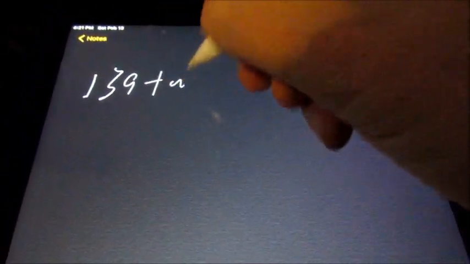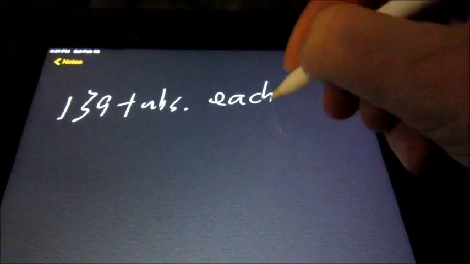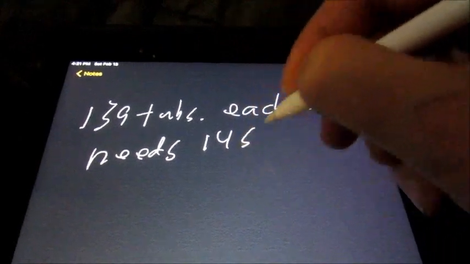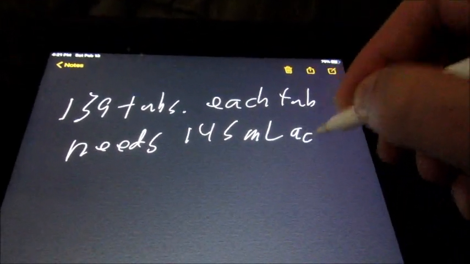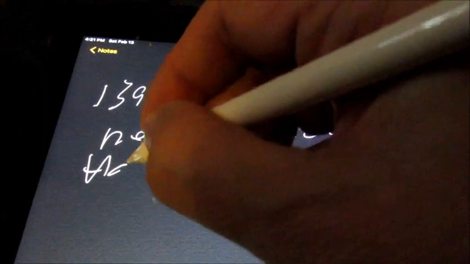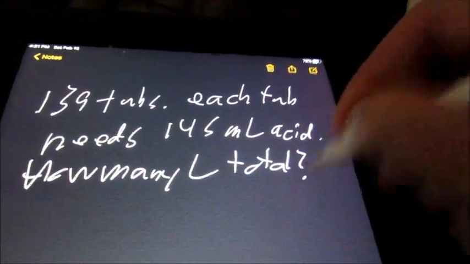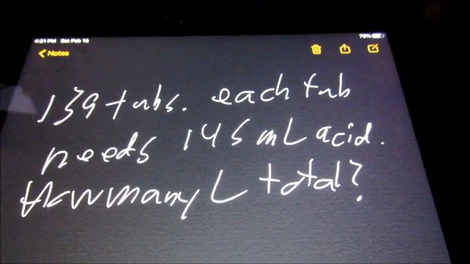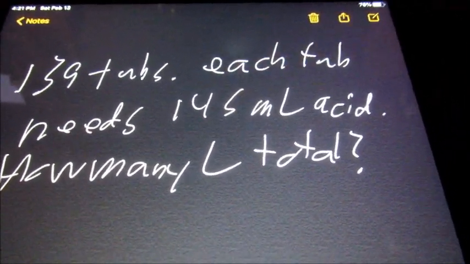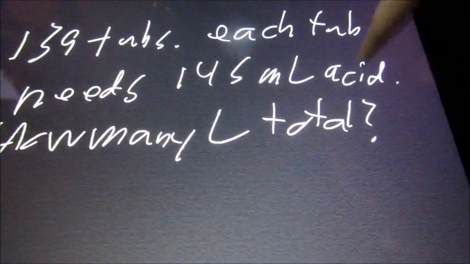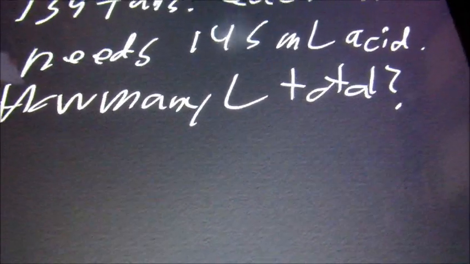Okay, so next, let's say that we have 139 tubs. Each tub needs 145 milliliters of acid. How many liters total do we need? So each tub needs 145 milliliters of acid to clean it, and we have a total of 139 tubs. So we want to know how many liters we need to use.